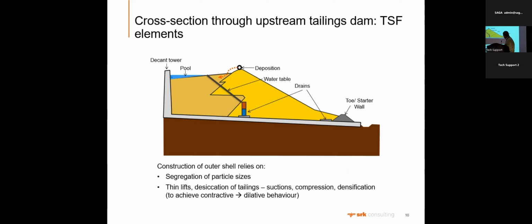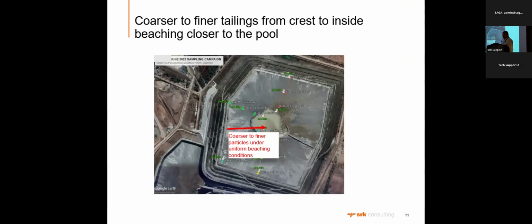Very importantly, construction of the outer shell relies on the segregation of the particle sizes. I haven't shown any layering on the cross section, but believe me, the layers vary between 5 millimeters and up to about 150 millimeters. So a tailings dam is a highly structured facility. I just wanted to show the natural process. It goes from coarser to finer as you go inwards.